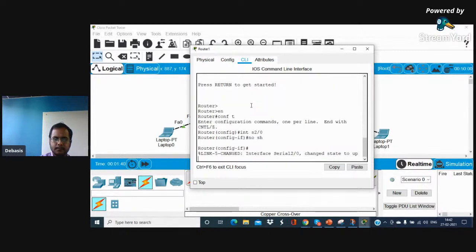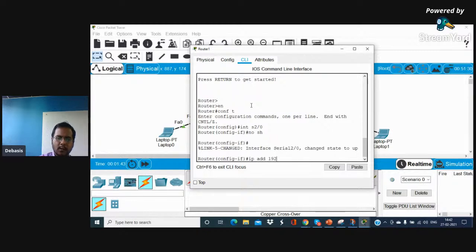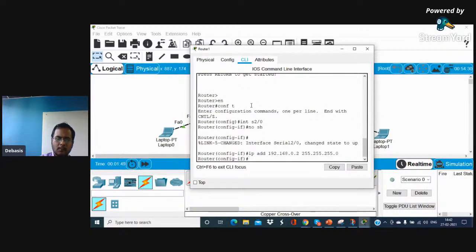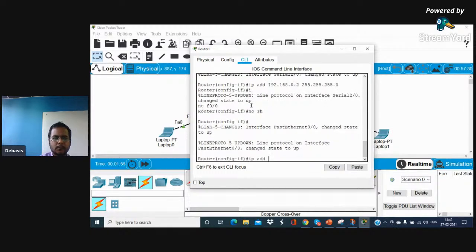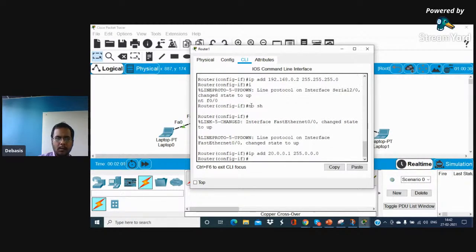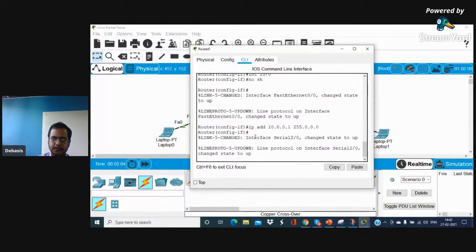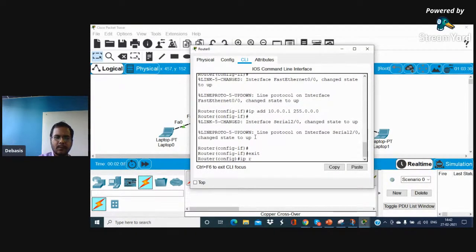On router B, the serial port, give the IP address, say 192.168.0.2. And on the FastEthernet port, say 20.0.0.1. Now, to configure the static route: ip route, and the destination network is 20.0.0.0, the subnet mask is 255.0.0.0, and the default gateway, that is the IP address of router B's serial port, that is 192.168.0.2.